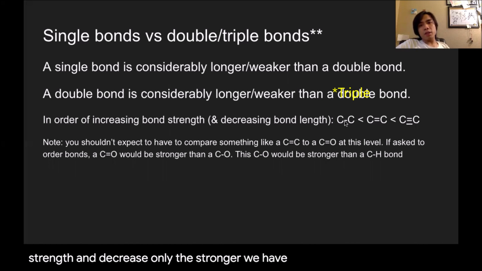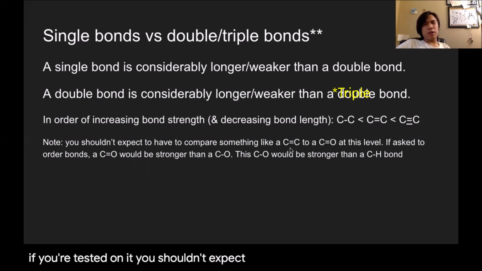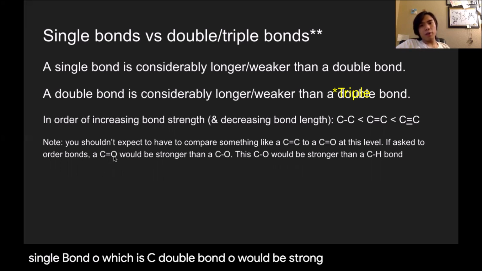We have our single bonded carbon, our double bonded carbon, and then our triple bonded carbon. If you're tested on it, you shouldn't expect to compare C double bonded C to a C double bonded O. It would more likely be comparing C double bond O to a C single bond O, where the C double bond O would be stronger.